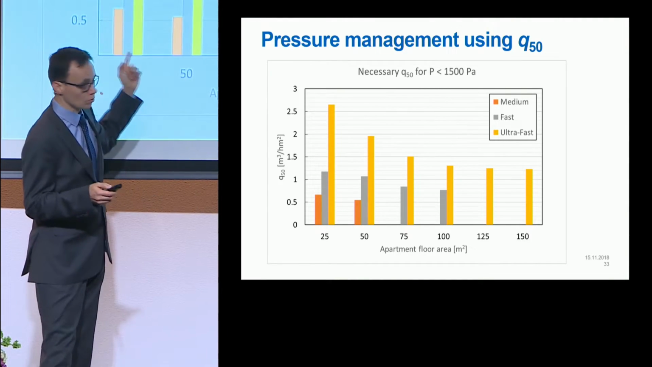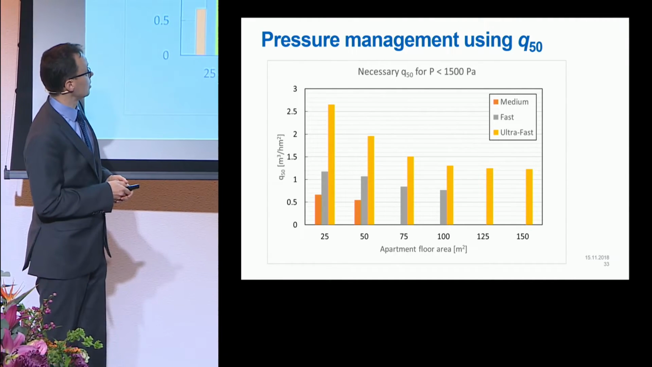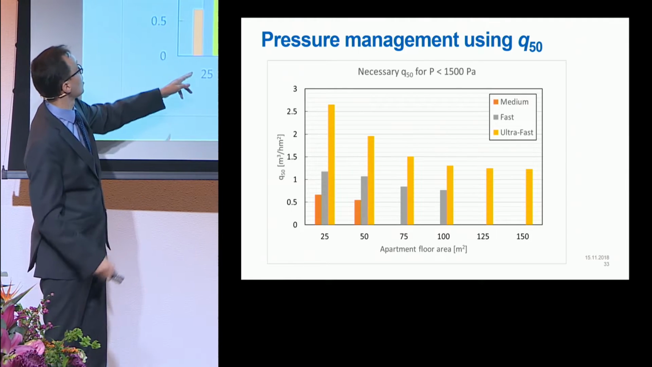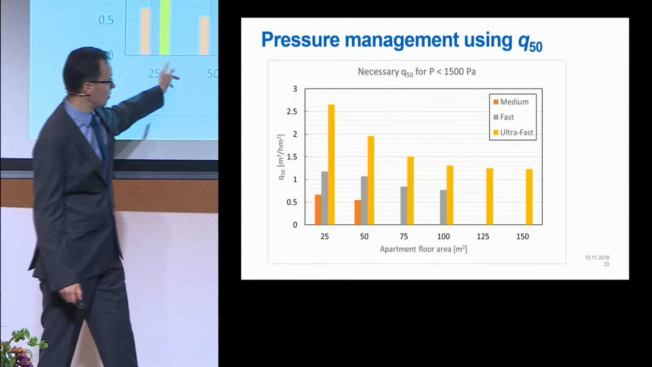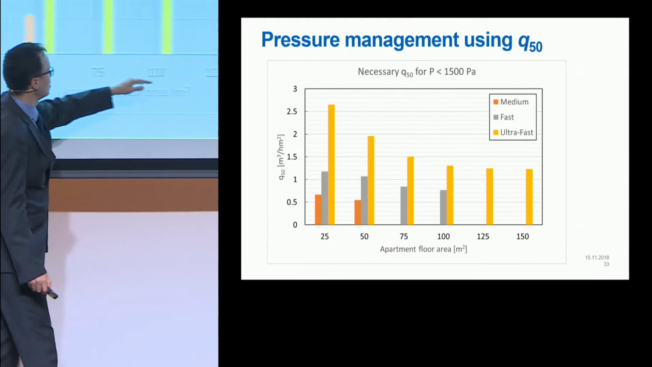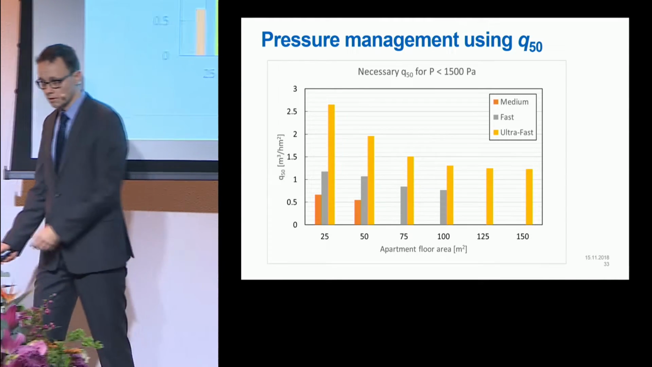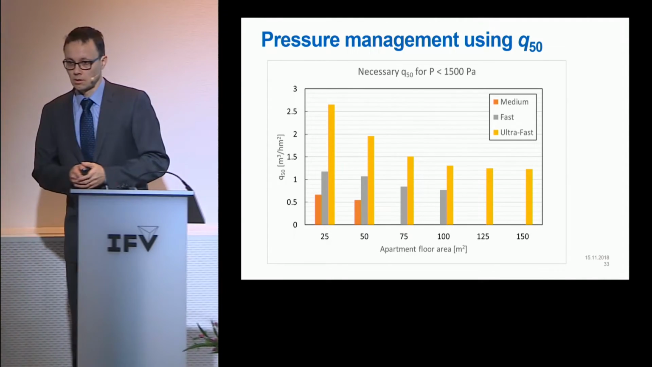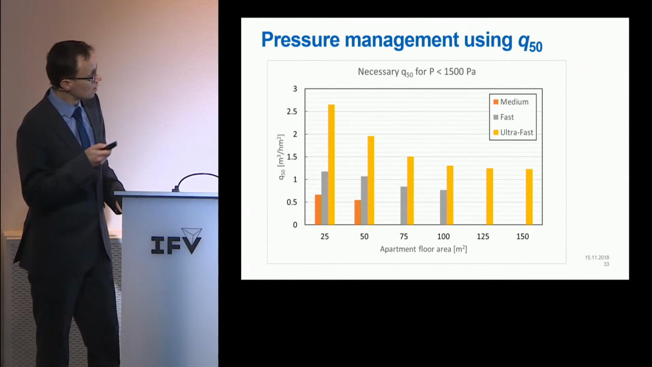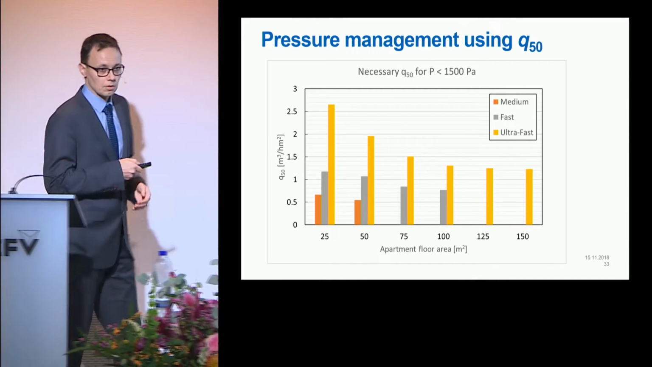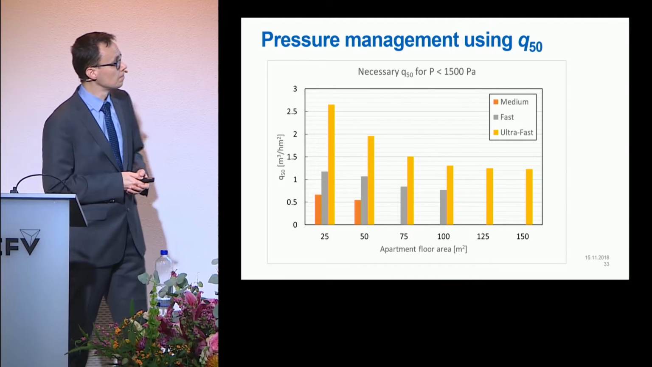If we go to ultra-fast fire development, then it's pretty difficult. For small apartments, we need leaky apartments. Big apartments can be somewhere between 1 and 1.5, which represents the current building stock, but it's not what we want the buildings to be from the viewpoint of energy efficiency.